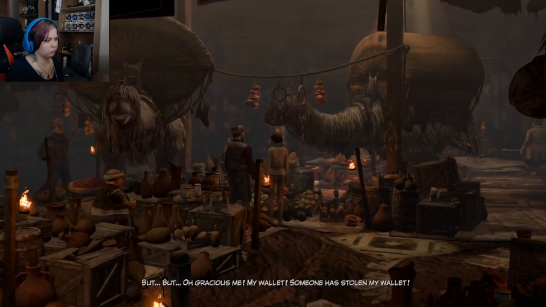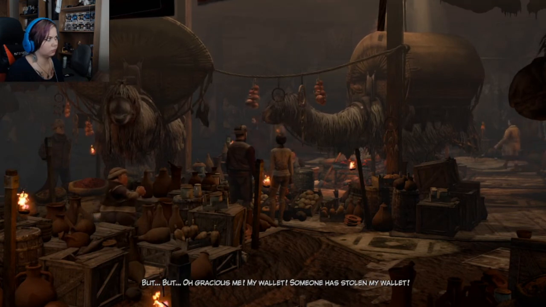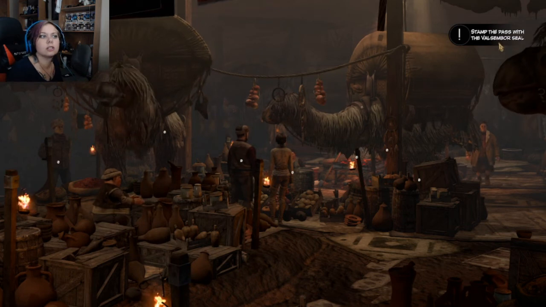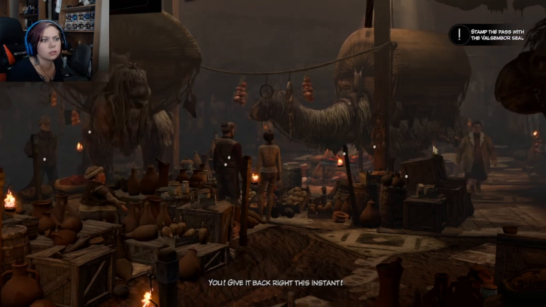When you get into Valsambor, drop by my tavern. It's got the best food in town. Okay, wait. Stamp the pass with the vor symbols.